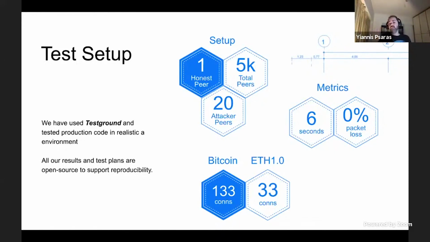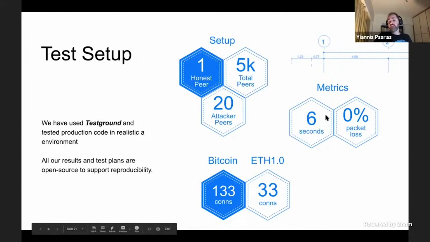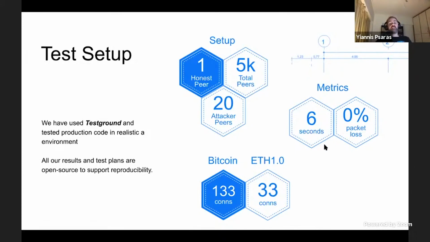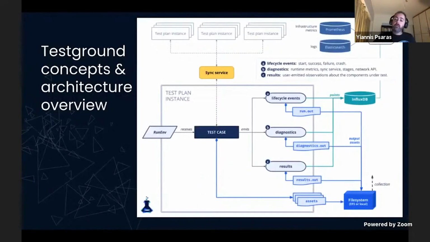On the other hand, Ethereum 1 is using a propagation protocol that is forwarding messages to the square root of the number of nodes in the network. So in this case, we set it to 33. That's the square root of the number of nodes. What we wanted, of course, is to propagate the messages to all nodes in less than 6 seconds and achieve 0% packet loss. We use Testground, which others have talked about here before. Let me go very quickly through a couple of results only.